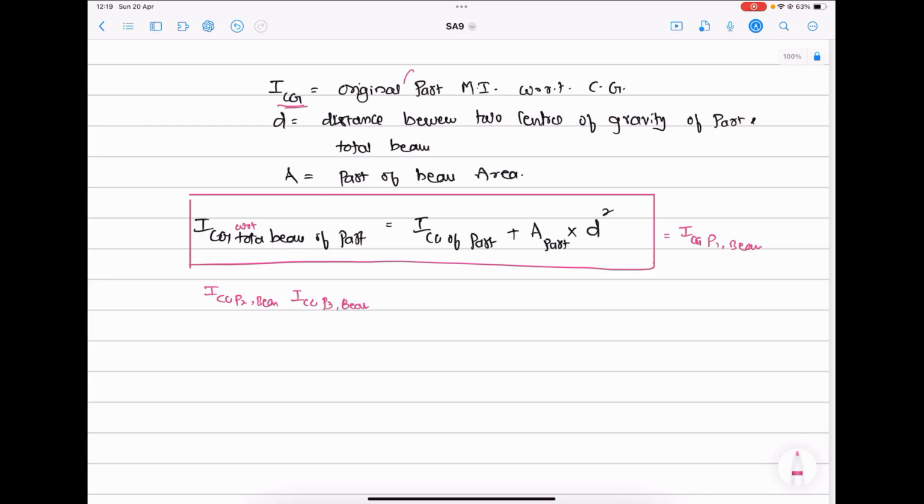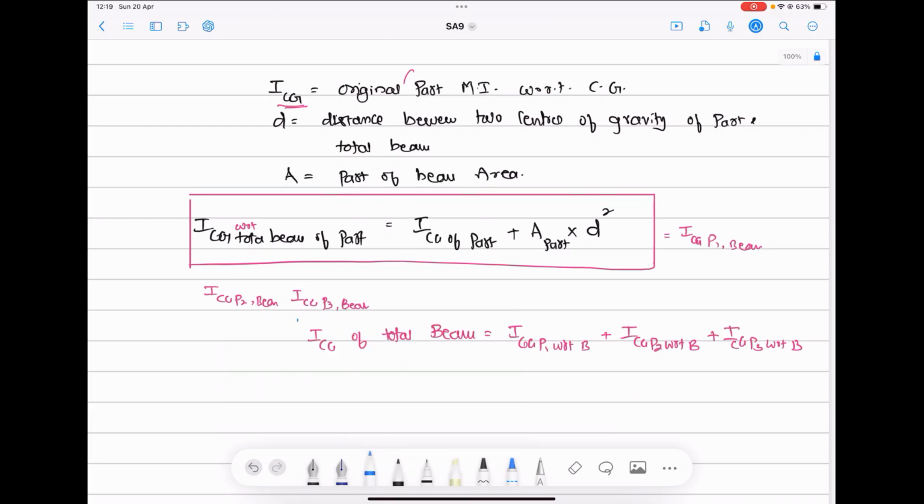Then when you combine all these values, you will get the ICG of the total beam is equal to ICG of part 1 with respect to the beam plus ICG of part 2 with respect to the beam plus ICG of part 3 with respect to the beam. If 10 parts are there, you make it 10 parts. If 2 parts are there, you make it 2 parts. And if it is a single part, no need to worry. The values will not differ.